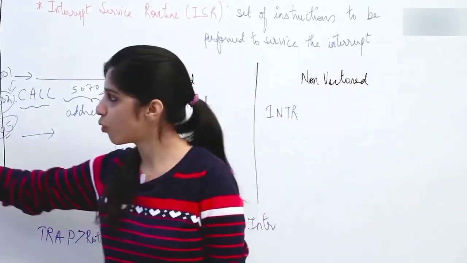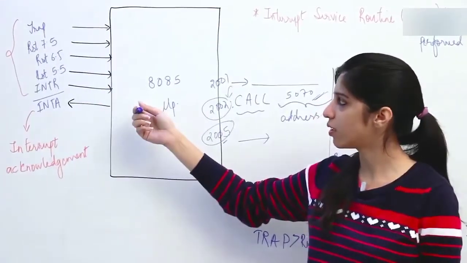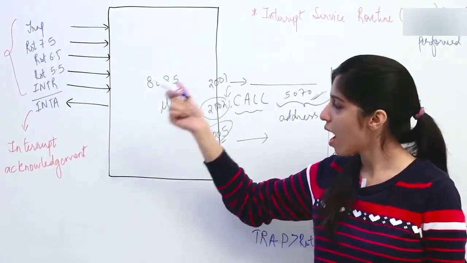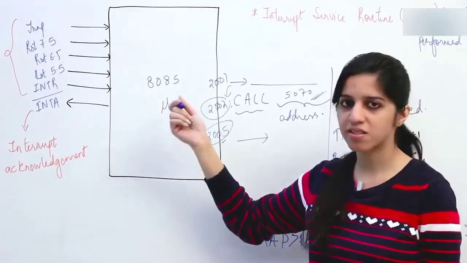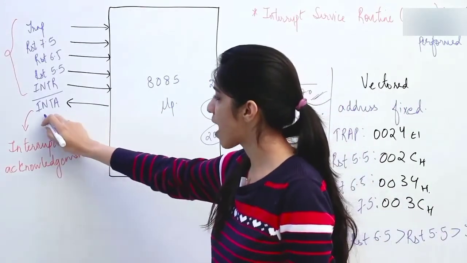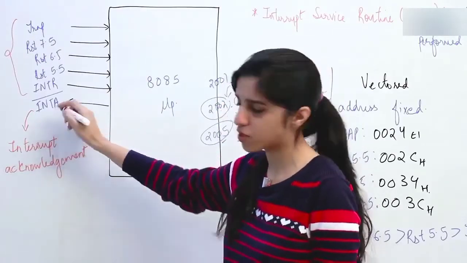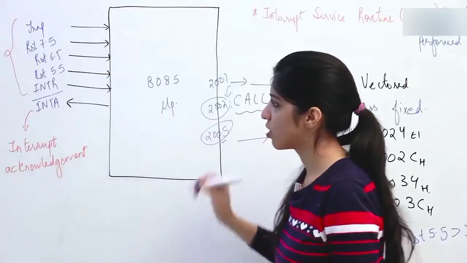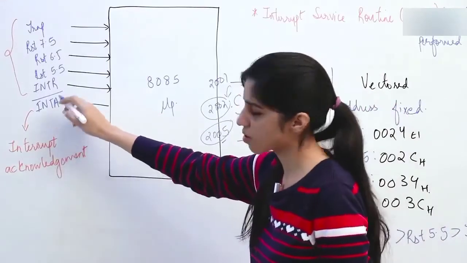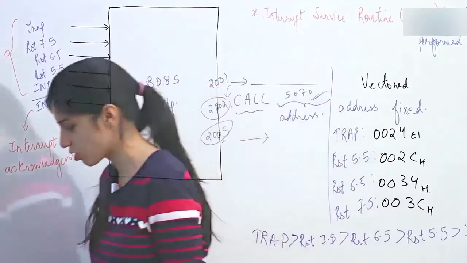Then we have one more pin, INTA bar, which is to acknowledge the interrupt. Whenever you give an interrupt to the 8085, to acknowledge that it has received the interrupt and is going to complete the ISR, it gives INTA bar. This is an active low pin, which means that if this pin becomes 0, it has acknowledged the interrupt. You can connect an LED here so that you know the interrupt is being acknowledged.